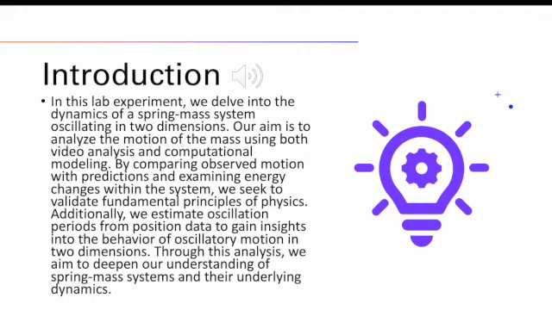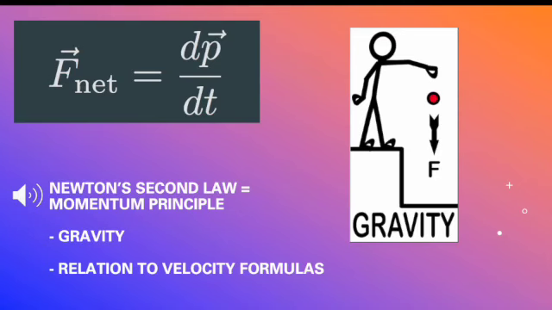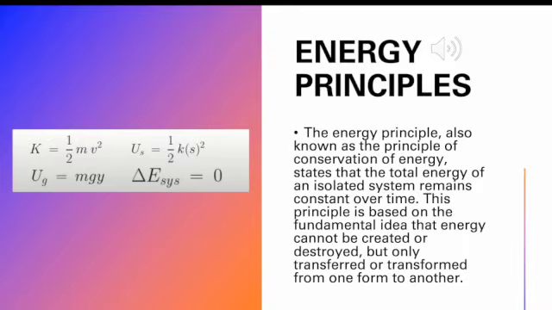physics and energy. In a spring mass system, the second law of motion will always be present due to the force of gravity and its relation to velocity formulas when we talk about kinetic energy and potential energy, which will be mentioned further. The energy principle, also known as the principle of conservation of energy, states that the total energy of an isolated system remains constant over time. This principle is based on the fundamental idea that energy cannot be created or destroyed, but only transformed and transferred.